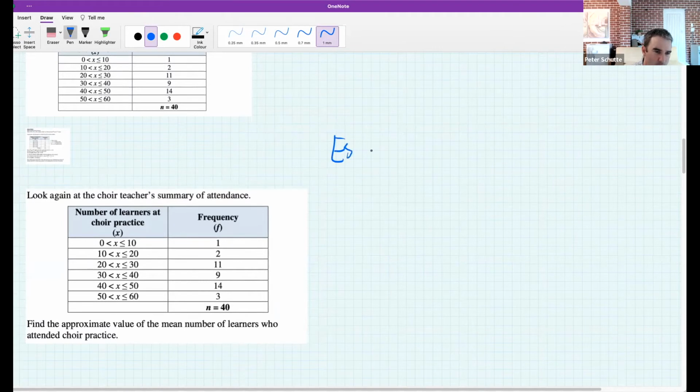Now, does anybody know why it would be called the estimated? Why is it not the exact mean when we deal with grouped data? Does anybody have an idea why it's no longer called the mean, it's called the estimated mean when we deal with grouped data? Yes, Kuchle, let's come to you. So because it's not like the exact number.